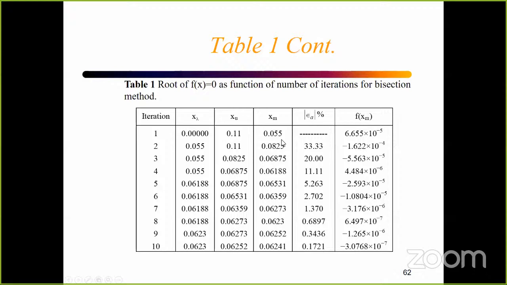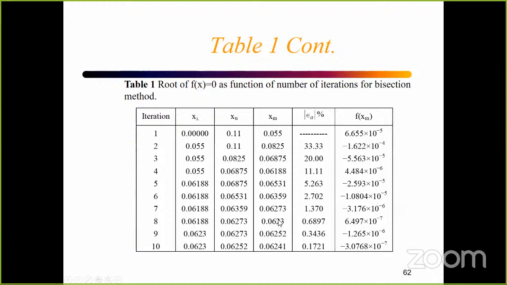The solution, starting from 0.61, 65, 63, oscillates around 62: 62, 623, 6252, 6241. The error is less than 0.1. Then we can stop at that point. This means the value of the solution for this function is about 0.062.